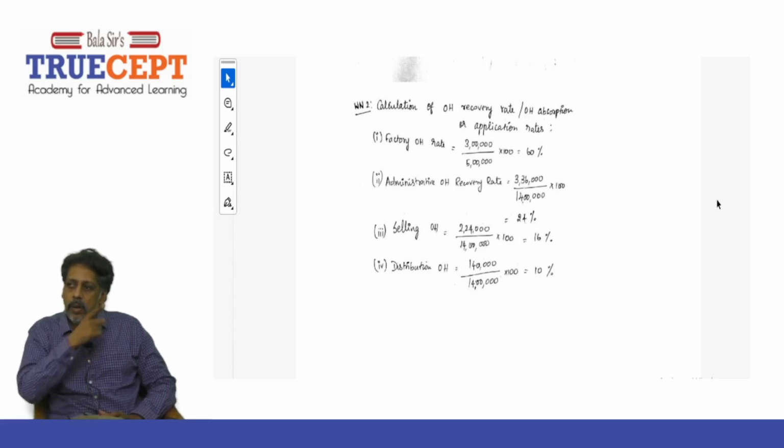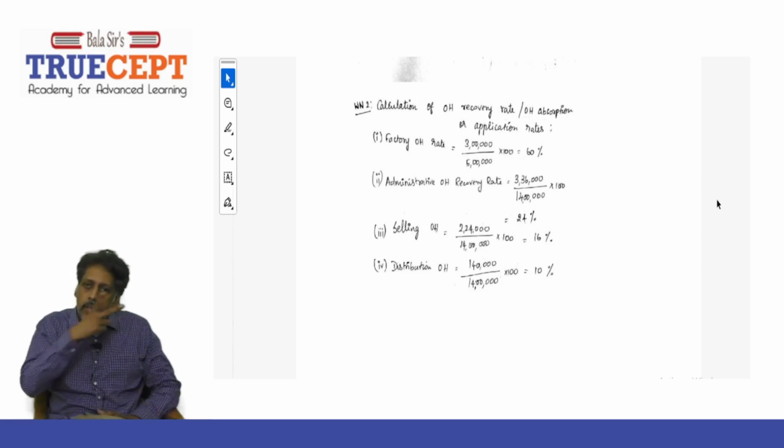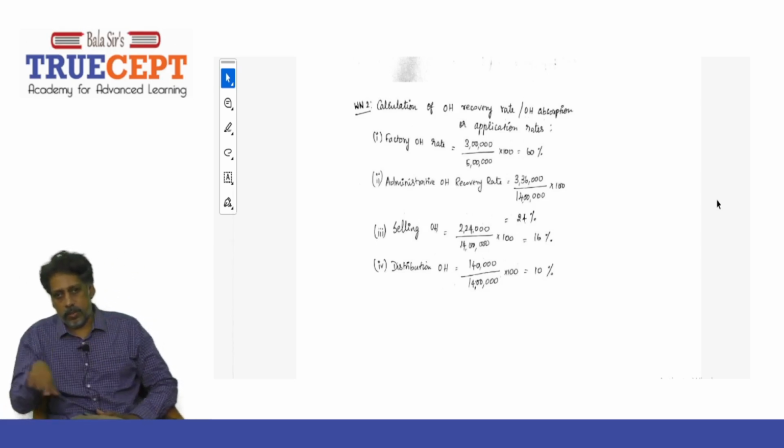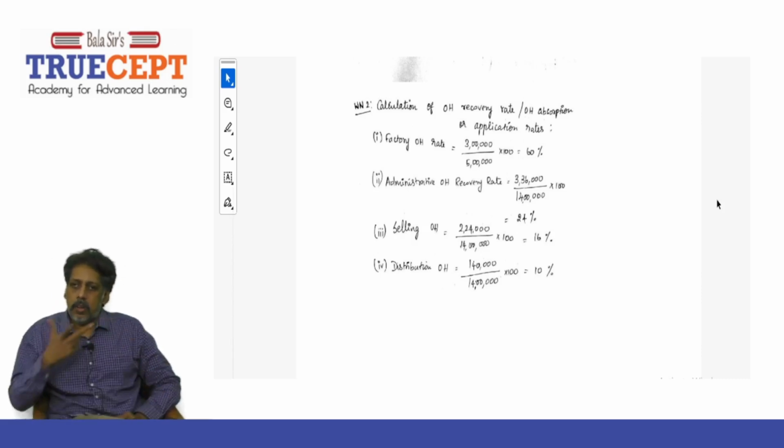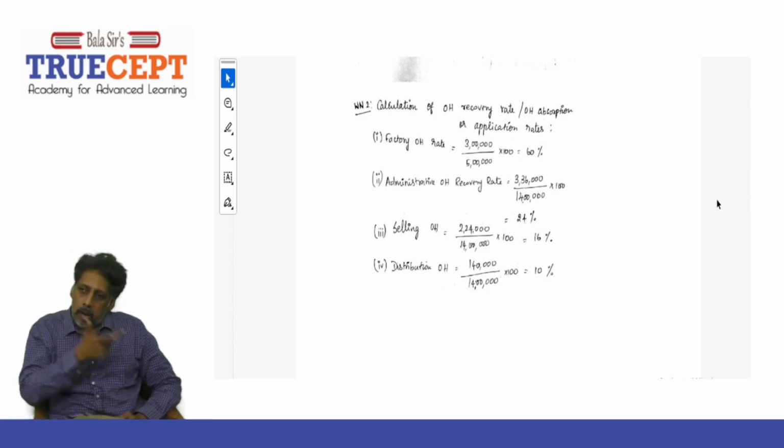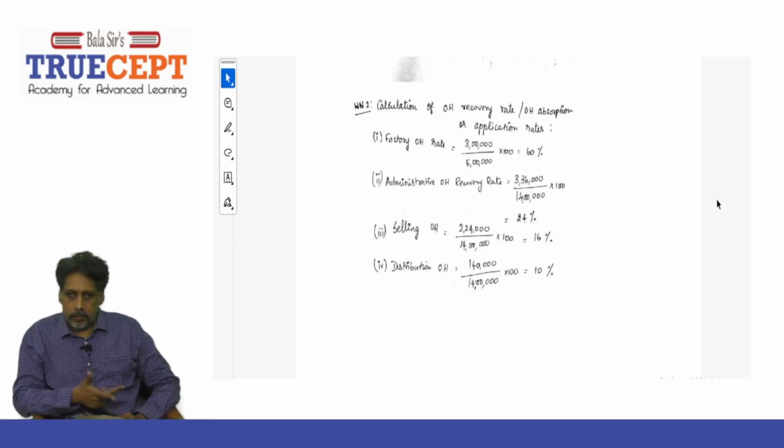Your office or admin overheads will be 24% on factory cost. You can apply the percentage on factory cost. Then next, selling overhead. I will divide 2,24,000 by 14 lakh into 100. How much? 16% of factory cost. Next, distribution overhead 1,40,000 divided by 14 lakh into 100, 10%.